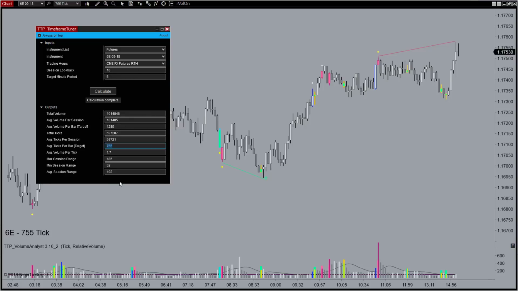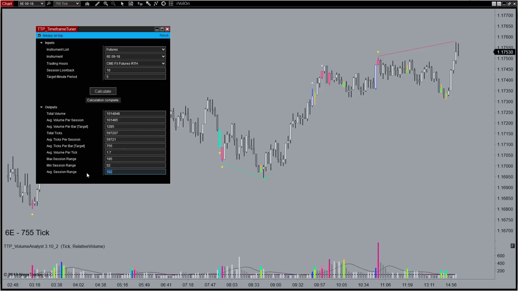And it gives you some other data here: total volume, average volume per session, and then this would be the target volume for a volume chart that would emulate a 5-minute. Total ticks, average ticks per session, and then average volume per tick. So that's the average number of contracts per trade, per transaction. So 1.7 for something like the ES, it's usually above 2.5. This is the maximum range of those past 10 sessions, 185 ticks. This is the minimum range, 52, and this is the average range of those past 10 sessions.